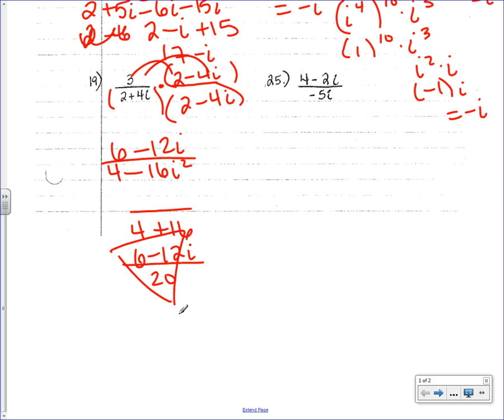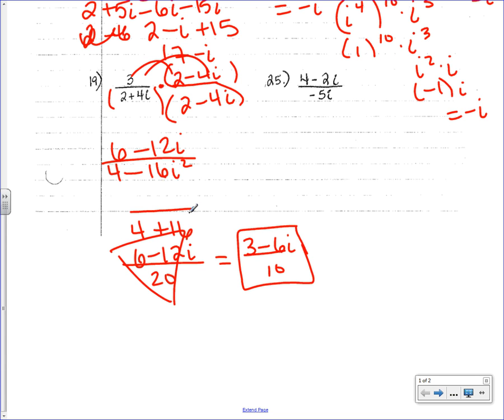What are all those divisible by? 2, so I end up with 10, right? 3 minus 6i over 10. This answer is fine the way it is.